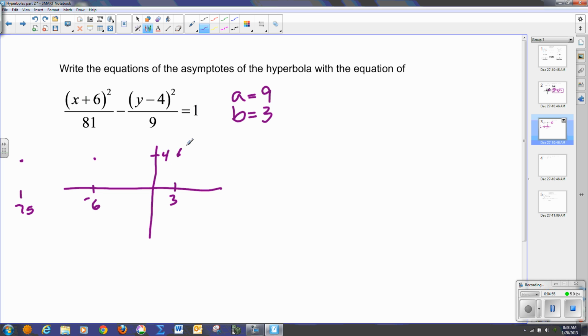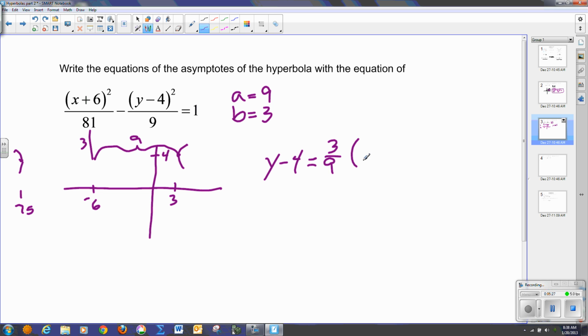That means these guys are going to be opening this way once again. And I know my A value once again is 9. My B value is 3. So therefore, I have my center, y minus 4, since I have a translation, is equal to the rise over the run. Well, we can clearly see that I'd go up my B of 3 and over 9. So I'm just going to start out with 3 over 9. I'll reduce that in a second.